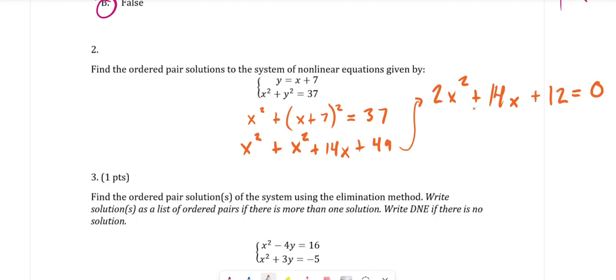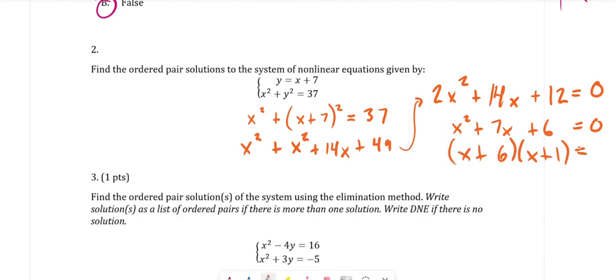Factoring out this constant, we could now divide off this constant and set the reduced equation equal to 0. This factors as such to give me solutions when x is equal to minus 6 or when x is equal to minus 1. We can find the corresponding values for y by plugging this back into the first equation. Y would then be equal to negative 6 plus 7, or 1, and if x was equal to minus 1, y would be equal to positive 6.